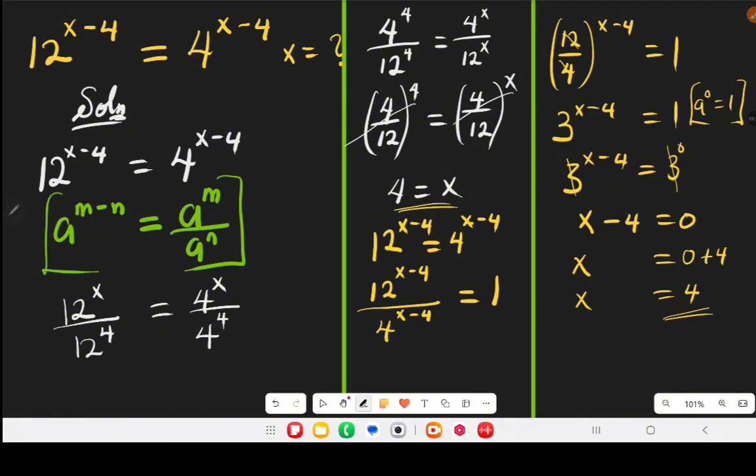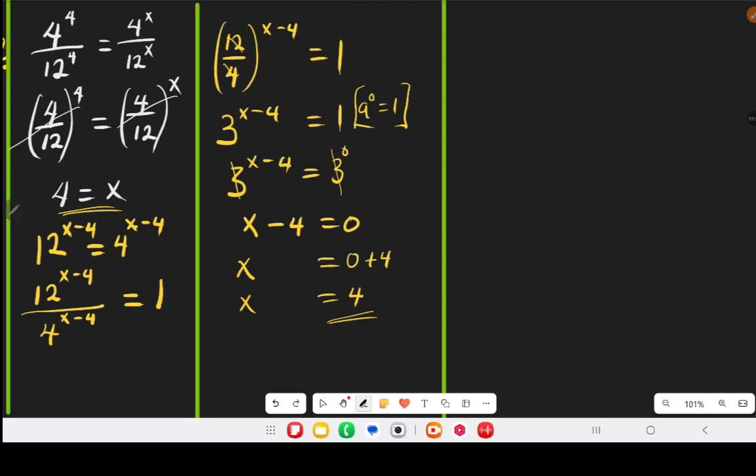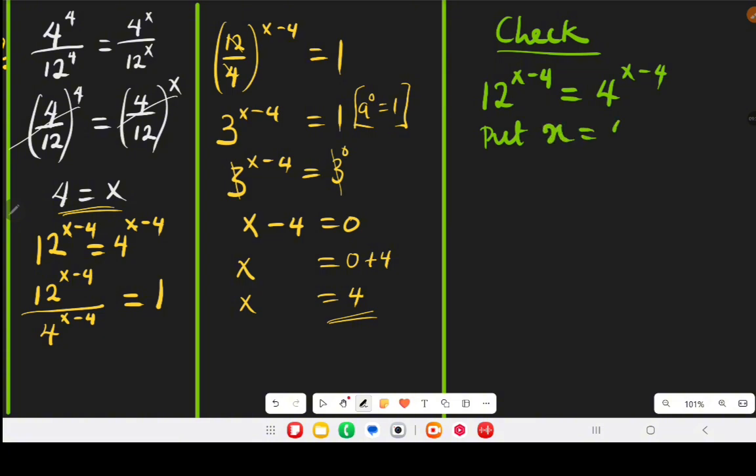Now we want to check if our answer is correct. To check, we write check. We write down the original equation, which is 12 raised to the power of x minus 4 equals 4 raised to the power of x minus 4. We put x equal to 4. Wherever we see x, we put 4.